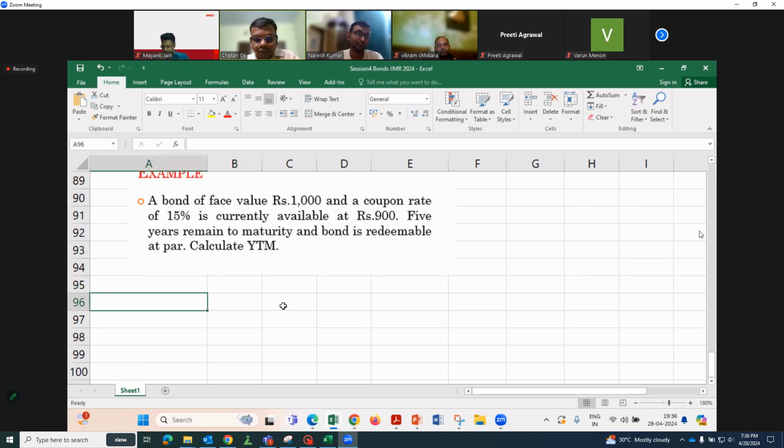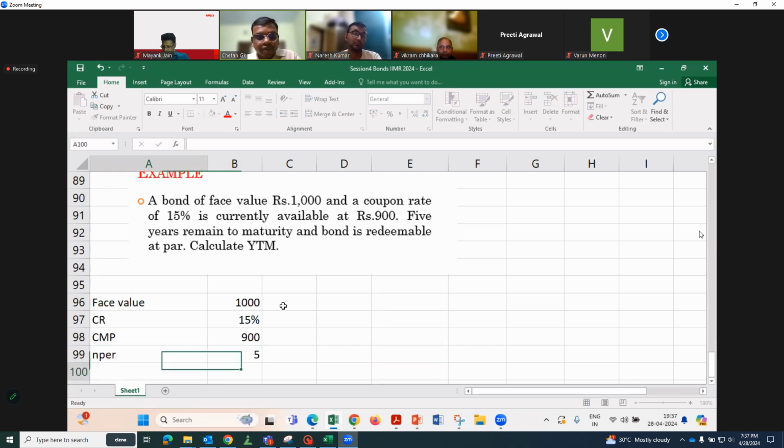So the bond has a face value of 1000. The coupon rate is 15%. And it is selling in the market at 900 rupees. So I'll write it as face value: the face value of the bond is 1000, and the coupon rate is 15%. The current market price of the bond is, in the secondary market, 900 rupees. NPER is 5 years to maturity. So we have to compute the yield.